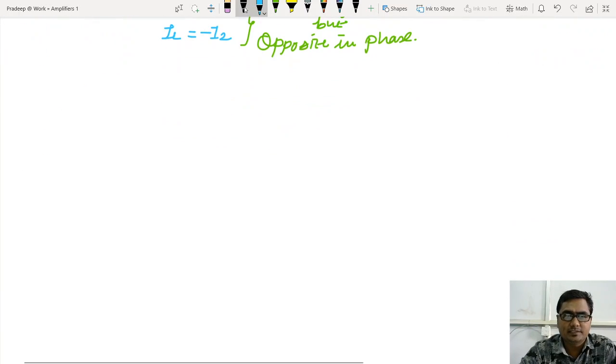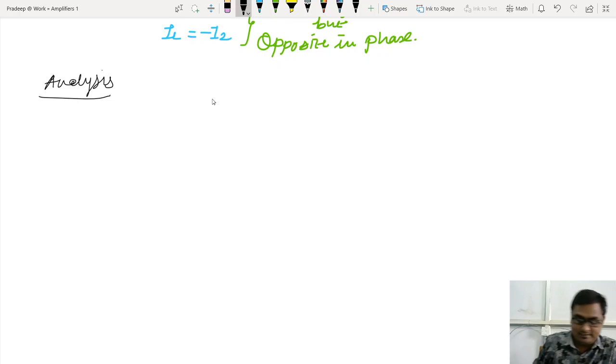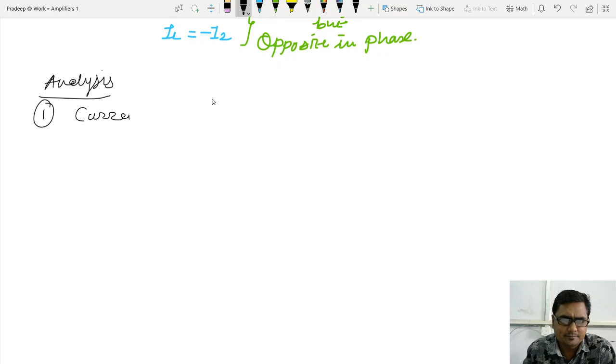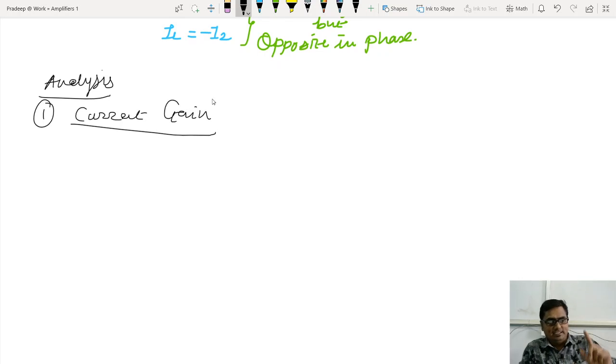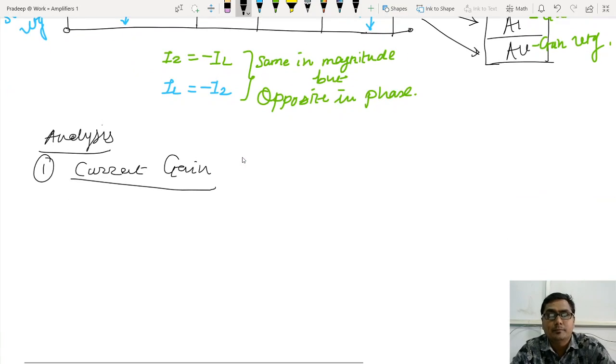Let me start with the actual analysis. Analyzing this circuit, let me consider the first parameter as current gain. Let me write it: current gain. So current gain will be the first parameter that we are going to derive from this circuit diagram. What is this circuit diagram? It is a transistor equivalent hybrid model.